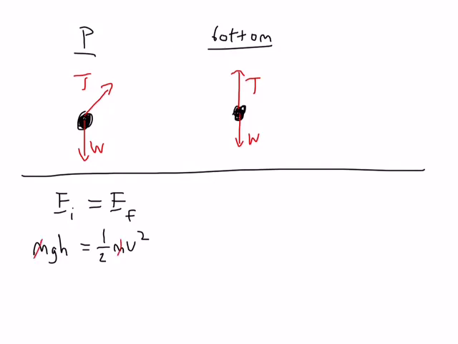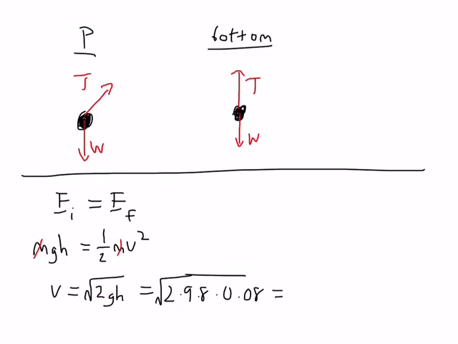Right? So the masses cancel. If we multiply by 2 and take the square root, we get v equals the square root of 2gh, and g is 9.8, and h is 0.08, right? And so we plug all that in and solve, and we get 1.3 meters per second. So that's part B. How fast is it moving at the bottom?